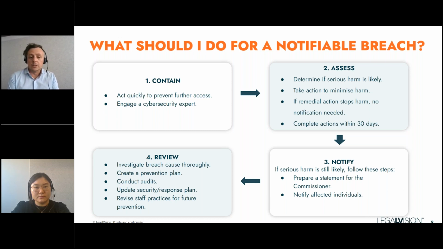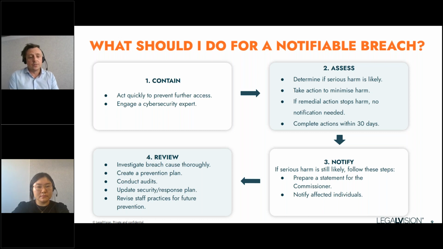Is it likely to result in serious harm? Consider remedial action. Take steps to reduce any potential harm to individuals, recover lost information, change access controls. If the remedial action is successful in preventing serious harm, entities may not be required to notify the OAIC. This assessment and remedial process must be done within 30 days.